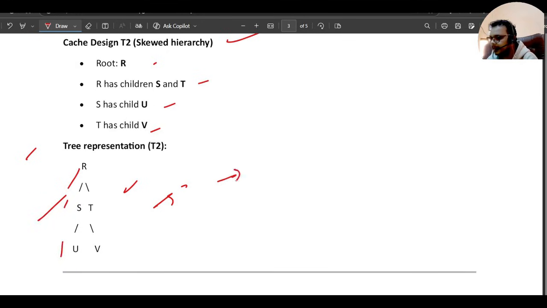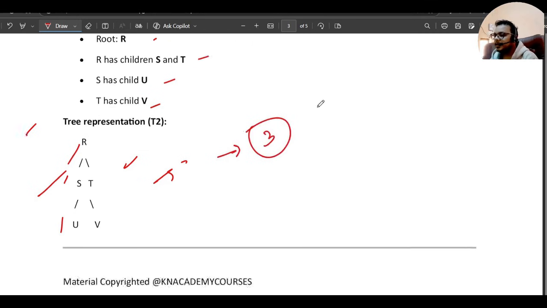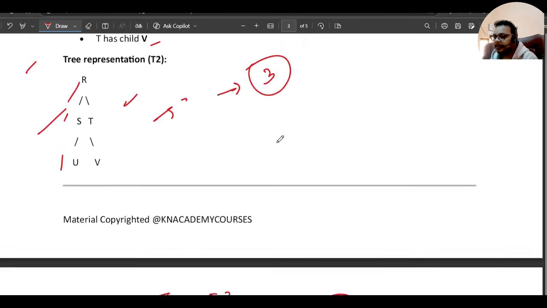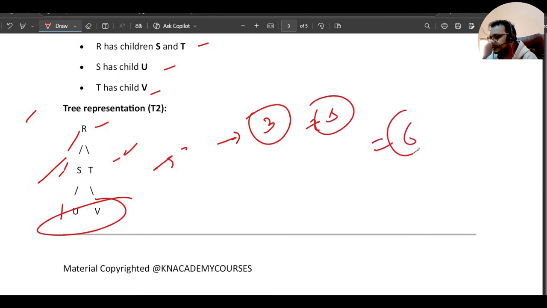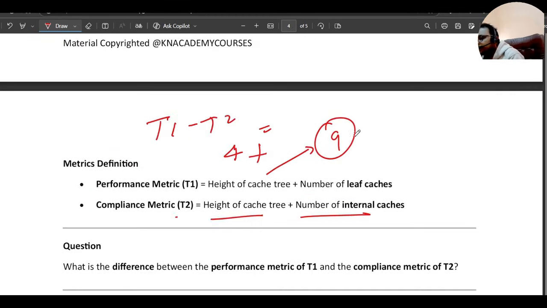Okay, height is 3. Okay, number of internal nodes. How many internal nodes can you see here? 1, 2, 3. 2 are the leaves, right? So it's 3 plus 3, which is 6. Okay, now we need to find out. So value of T2 is 6.